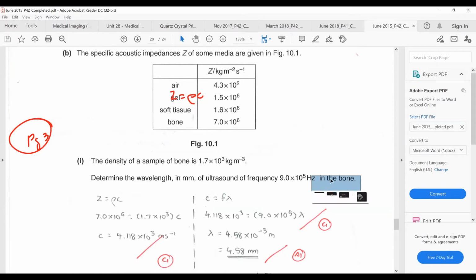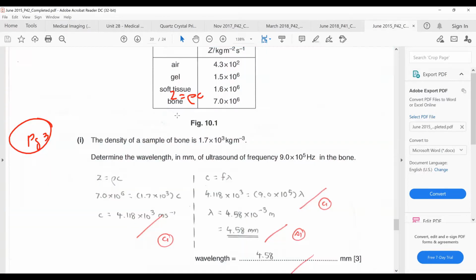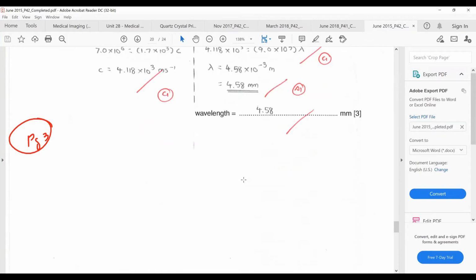So to find out the speed of ultrasound inside the bone, you need to make use of your definition of specific acoustic impedance, Z equals rho C. Your specific acoustic impedance of bone is already given to you as 7 times 10 power 6. You also know the density of bone. From here, you can find the C. This is the speed of ultrasound in bone. From there, you can use v equals f lambda and subsequently find out what your lambda is. Okay, you get your answer as 4.58 millimeter.